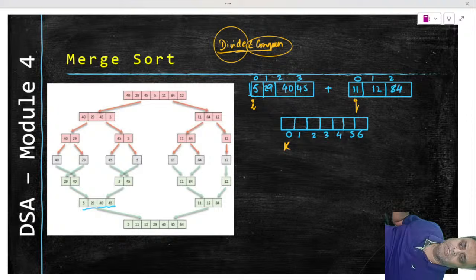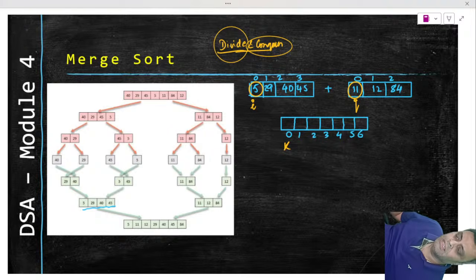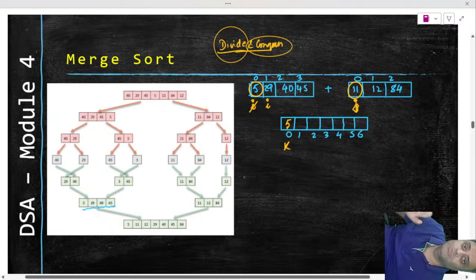Very basic thing we will do. We will compare wherever i is with wherever j is, and whichever is the smaller, we will put that inside the target array. Since we have put 5 inside the target array, I can move forward and point to 29. J will still stay here. J will not move because we have not taken j. So 11 has to be taken, so j still needs to point to 11.